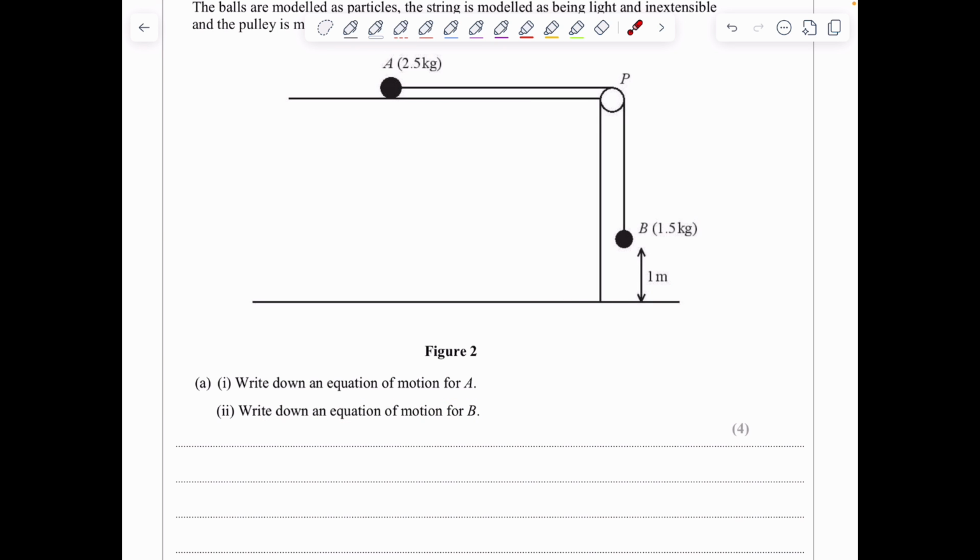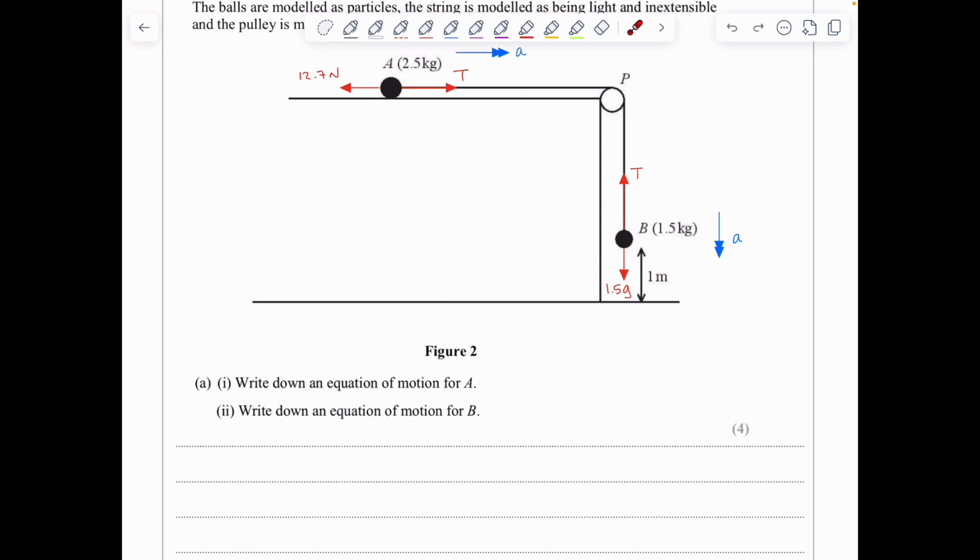Now, as always, I will start by adding all the forces acting here. So considering A is feeling the tension to the right and is feeling the friction to the left, opposing motion, of 12.7 newtons. And we know that A will accelerate to the right, whereas B here is feeling its weight of 1.5 g. It's feeling the tension which is acting upwards, and B will be accelerating downwards.